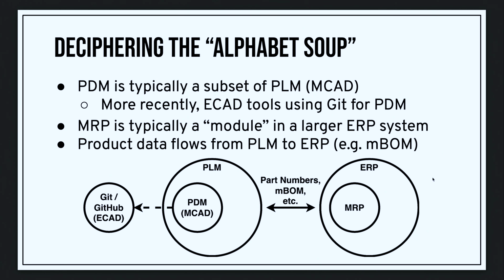And then finally, the integration of these tools. Oftentimes you'll have product data flowing from your PLM system to the MRP or the ERP system. So when you go to actually manufacture a product, your part numbers and manufacturing bill of materials will get transferred from the source of truth in the PLM tool down to the ERP or the MRP system.